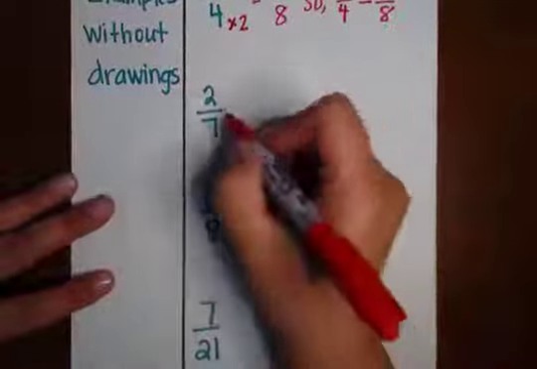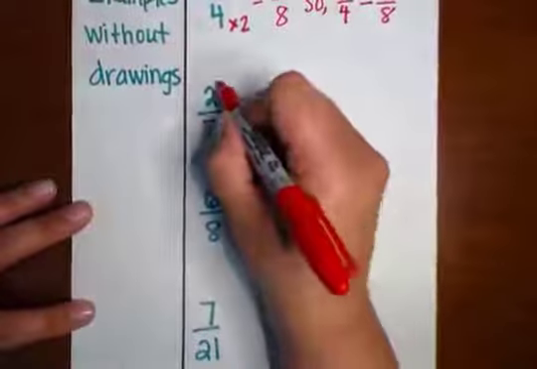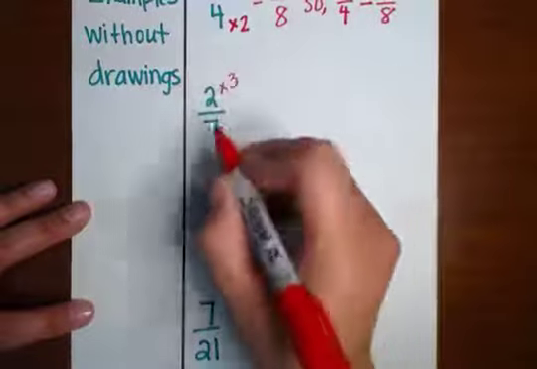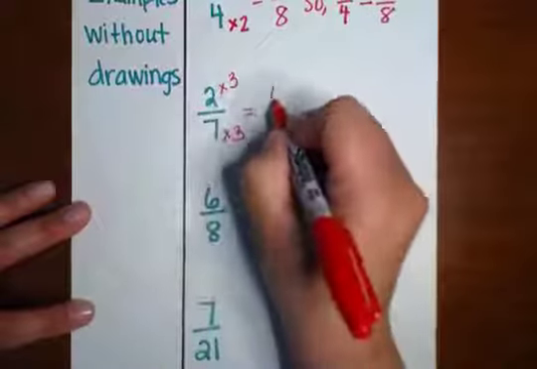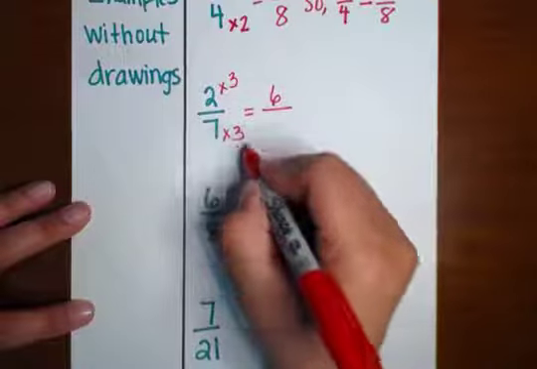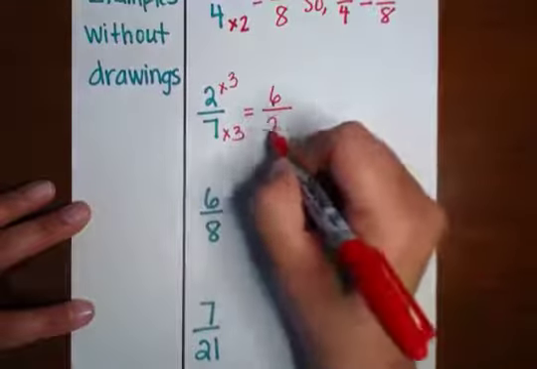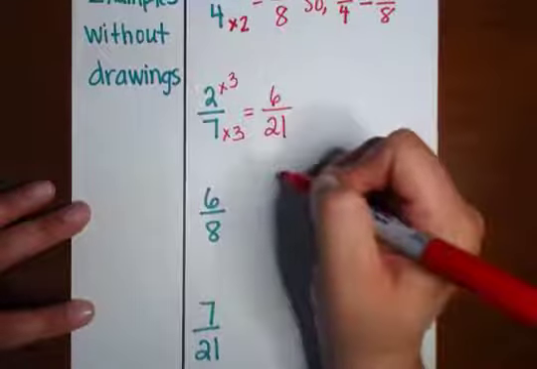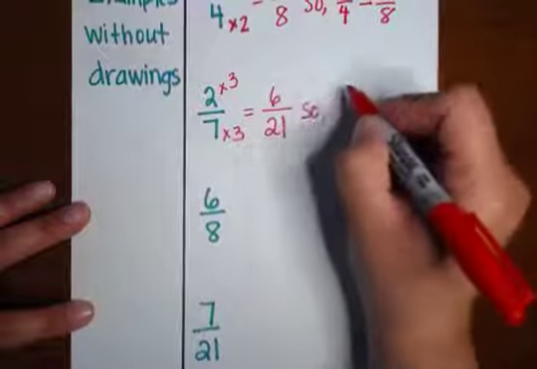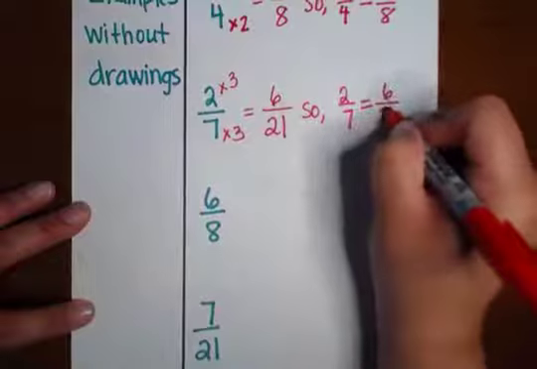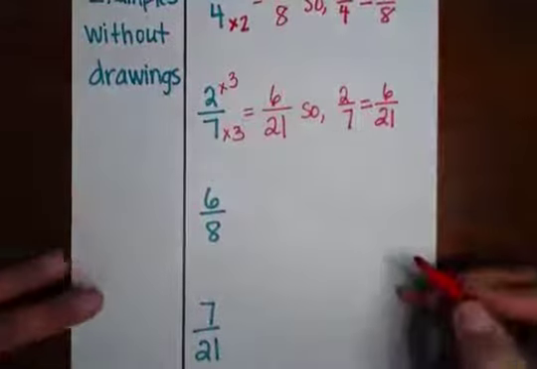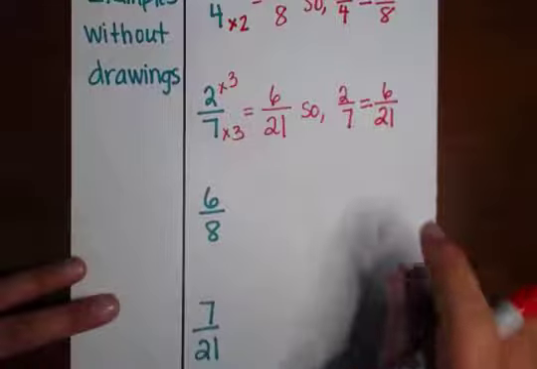All right, 2/7. Again, I'm going to multiply the top by, say, a 3. 2 times 3 is equal to 6. 7 times 3 is equal to 21. So 2/7 is equal to 6/21. These two are equivalent fractions.